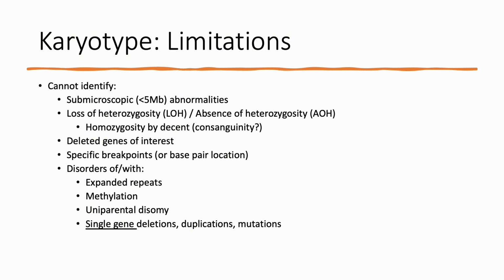Also, we have uniparental disomy, where both copies of a chromosome come from one parent, potentially leading to genetic imbalances. Finally, it's not great at picking up single gene deletions, duplications, or mutations, which just may not produce visible changes in the overall chromosome structure, but can have significant implications for health. These limitations highlight the importance of using karyotyping in conjunction with other genetic testing methods for a more comprehensive understanding of a patient's genetic makeup.